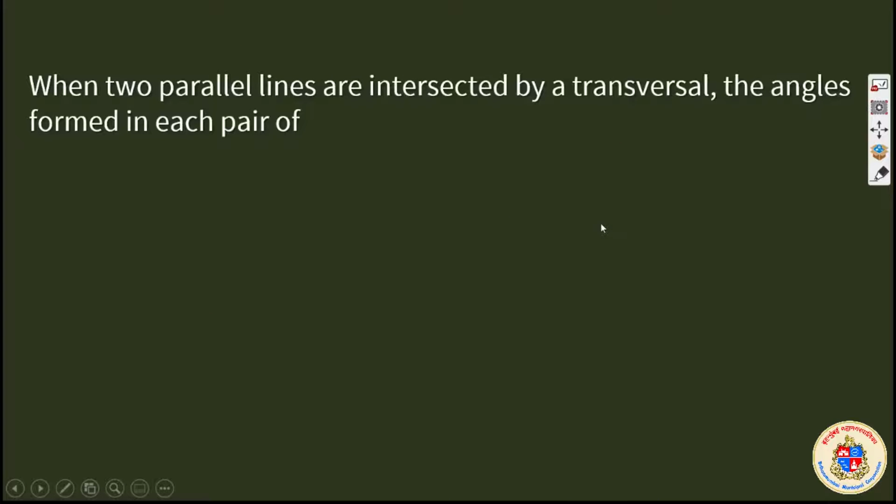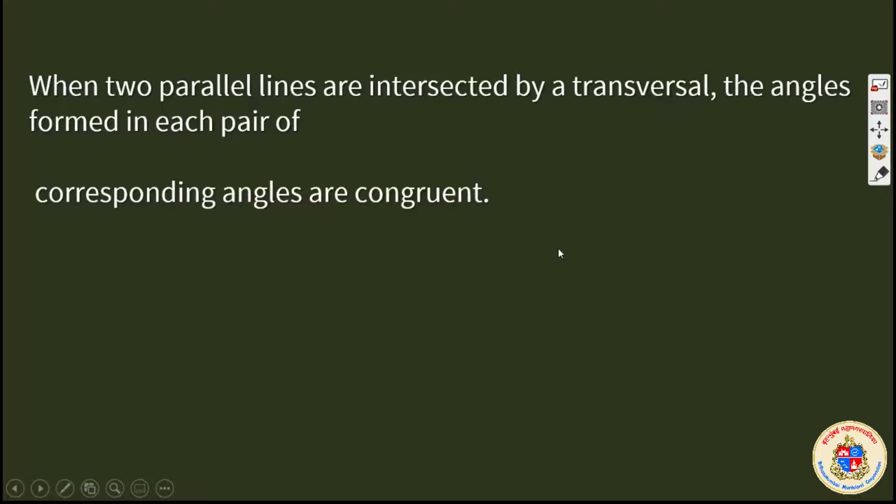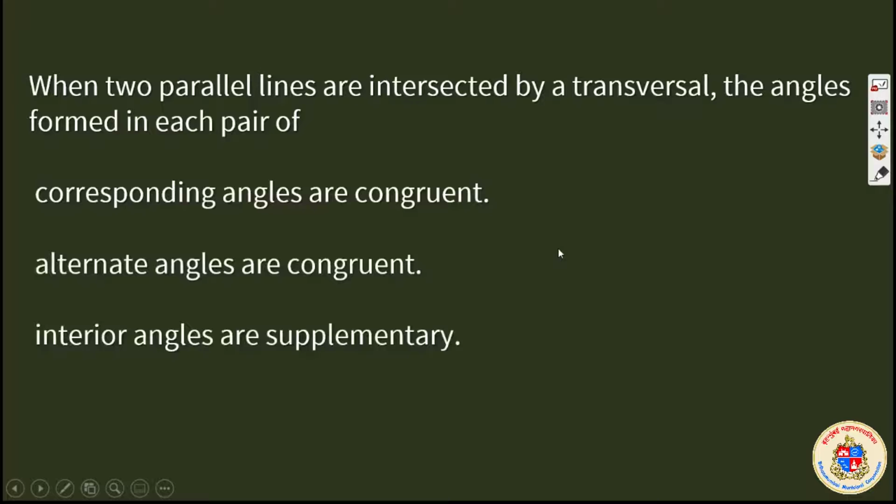And this is a statement from your textbook. When 2 parallel lines are intersected by a transversal, the angles formed in each pair of corresponding angles are congruent, alternate angles are congruent, interior angles are supplementary. This is what is learned from parallel lines and transversal mainly.